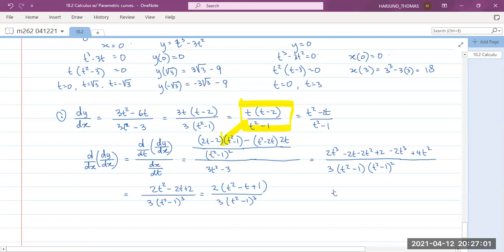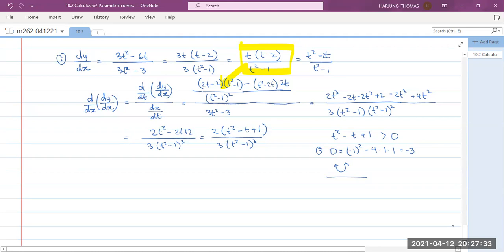I think t squared minus t plus 1 is positive definite. This will be strictly positive for every t. How do I do that? Look at the discriminant. The discriminant is negative, and the curve is concave up. I mean, it opens up, right? So it doesn't have x-intercepts. So the numerator is always positive.